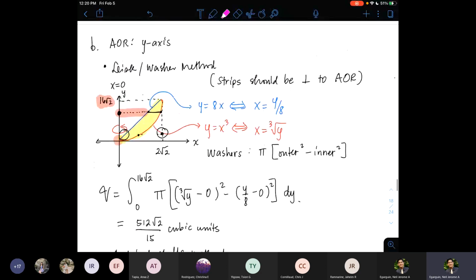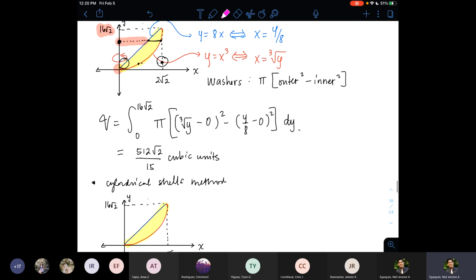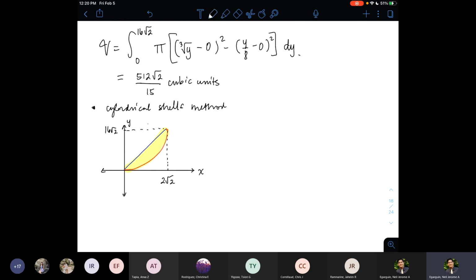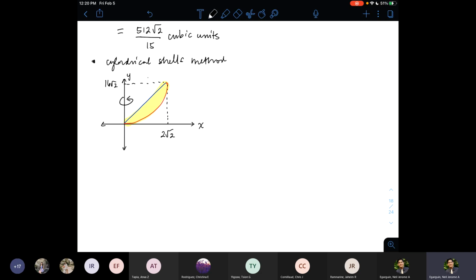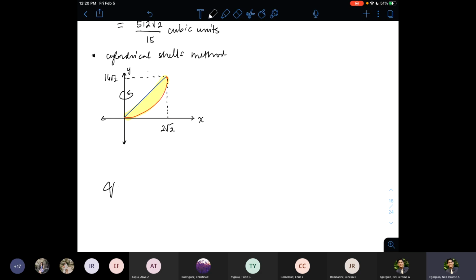Let's do problem B. For problem B, we have the same region, but the axis of revolution now is the y-axis. If we insist on using cylindrical shells, then the strips should be vertical, because we want the strips to be parallel to the axis of revolution, right?